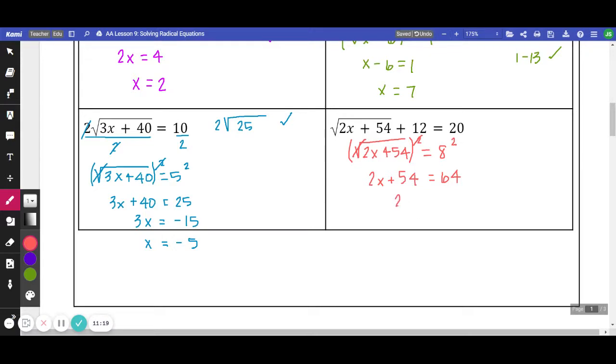So subtract 54 from both sides, and we get 10. Divide both sides by 2, and x equals 5. So if I put it back in to check, 2 times 5 is 10, plus 54, that's the square root of 64. Square root of 64 is 8, plus 12, yep, 20, we're good. So far they've all worked. Don't get complacent.